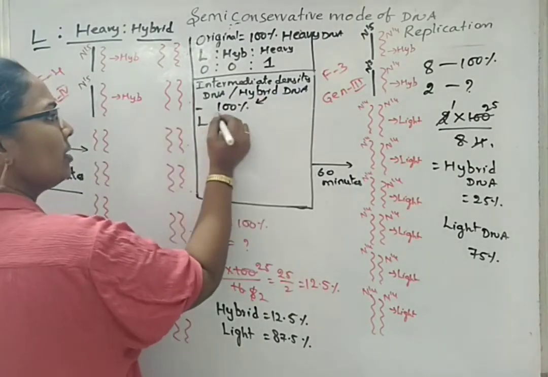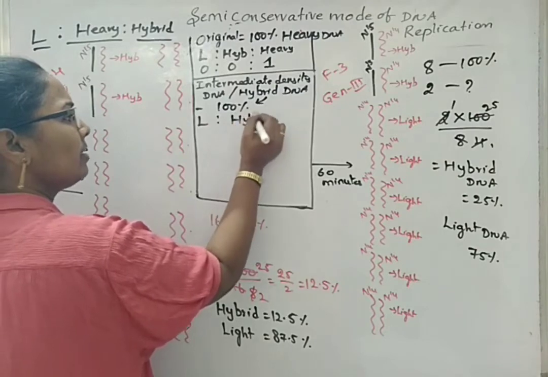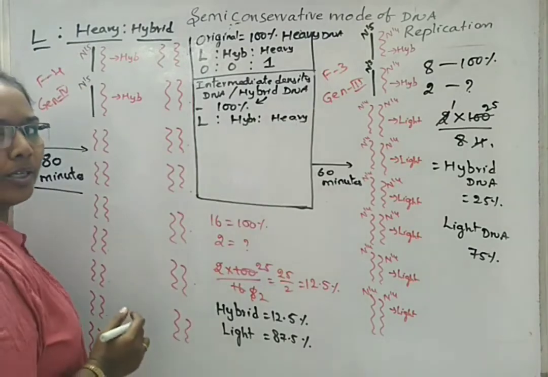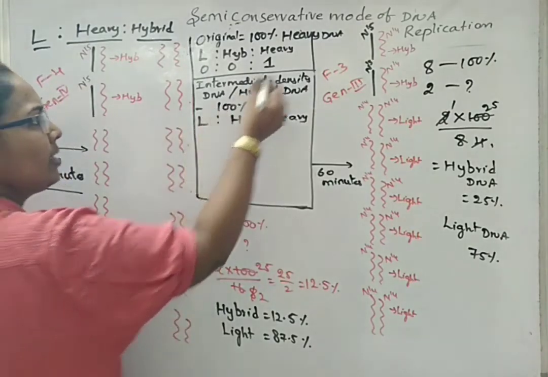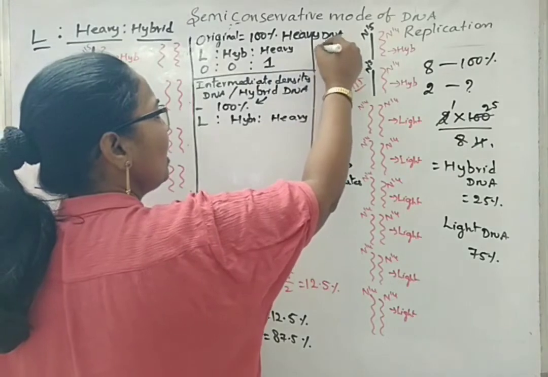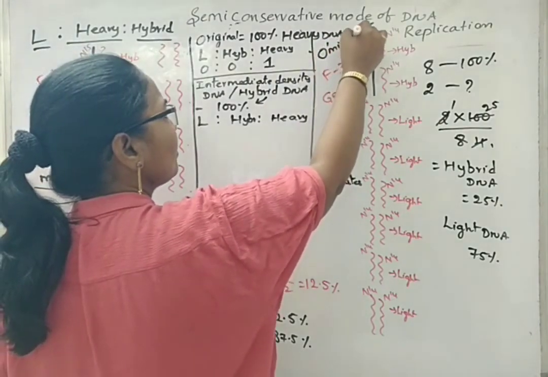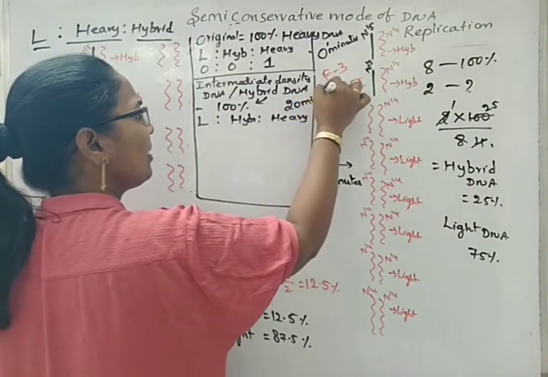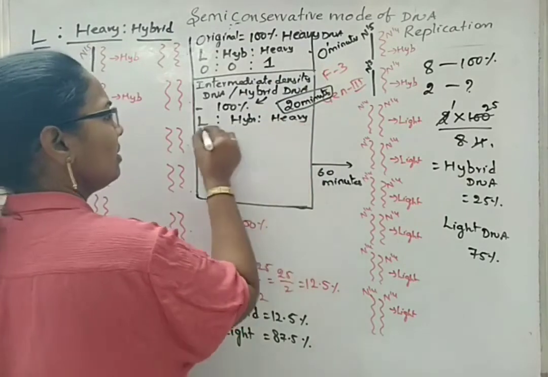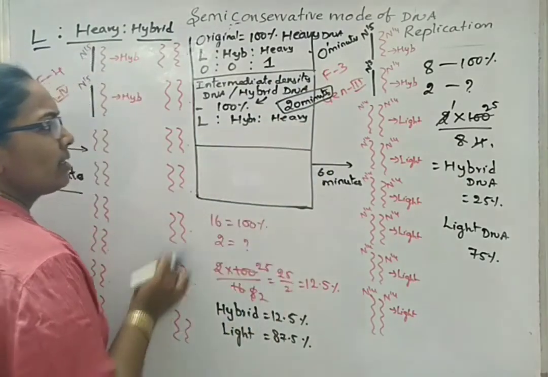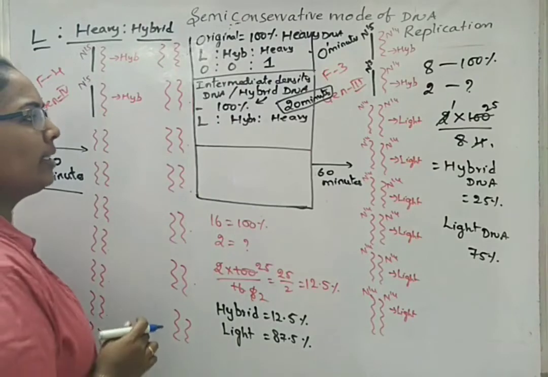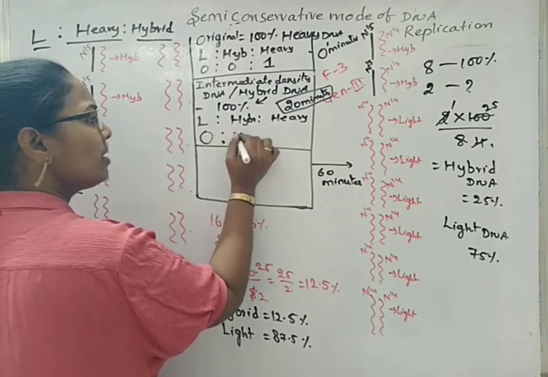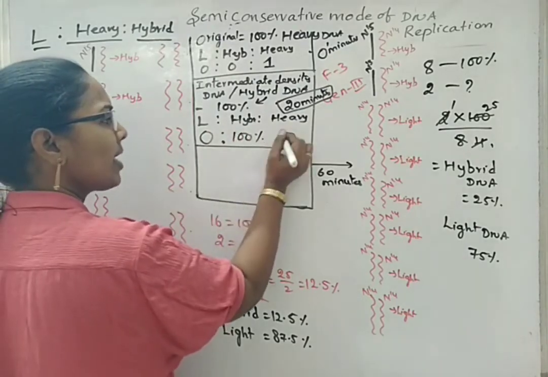Again, if you write the ratios of light chains, hybrid DNA chains and heavy DNA chains or strands, what is the percentage? Originally, at 0 minutes, this is the case. This is at 20 minutes of time, means after 20 minutes. So what is the percentage after 20 minutes? We get 100% hybrid DNA: light strands 0, hybrid strands 100%, heavy strands again 0.